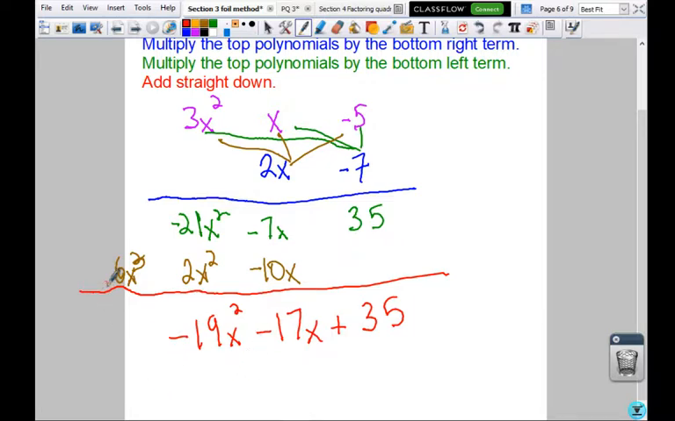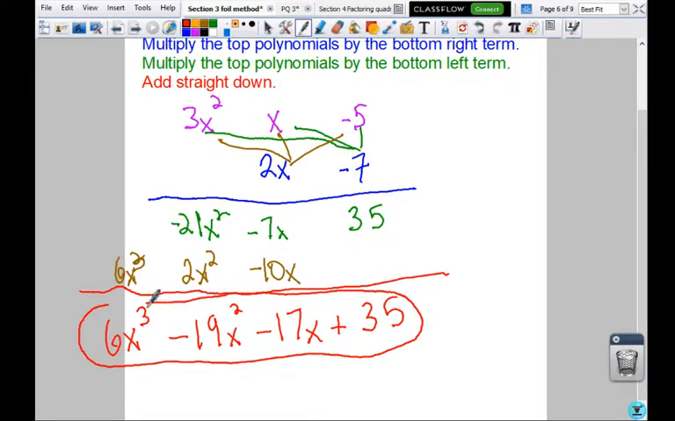And then I get to this last one, 6x to the third. Do I have any other x to the thirds up here? No, so I'm just writing it down, 6x to the third. So this is pretty much my final working answer, backwards, kind of. So this is my final answer now.